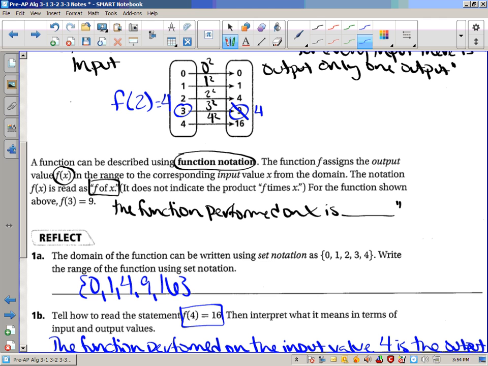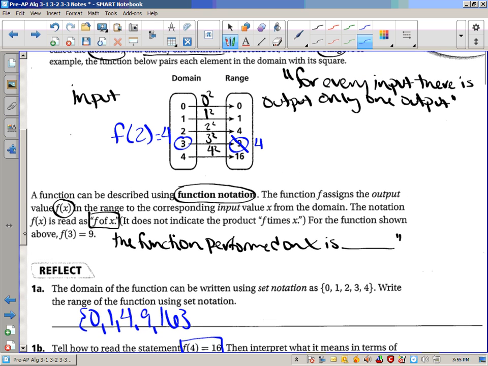Well, let me repeat our definition. For every input, there is only one output. I just realized here, that doesn't make sense. It should say input. There we go. You were probably wondering about that.